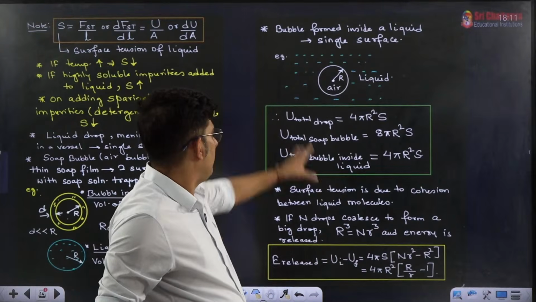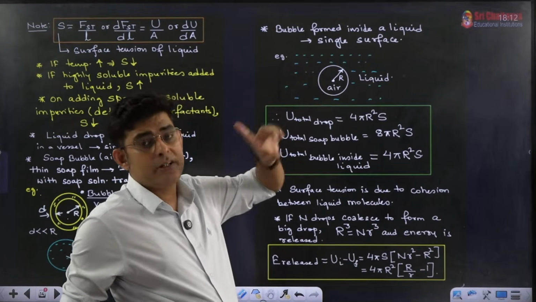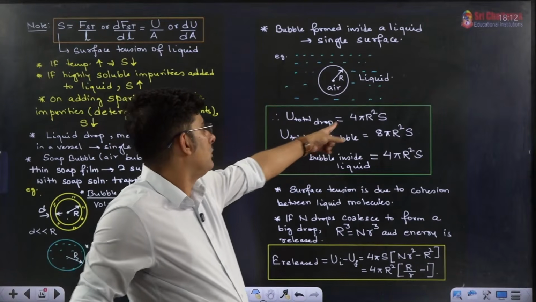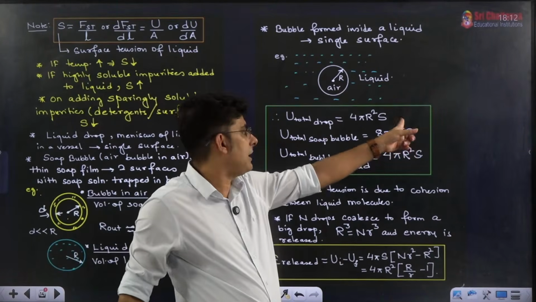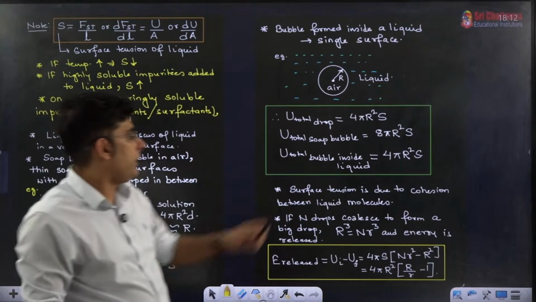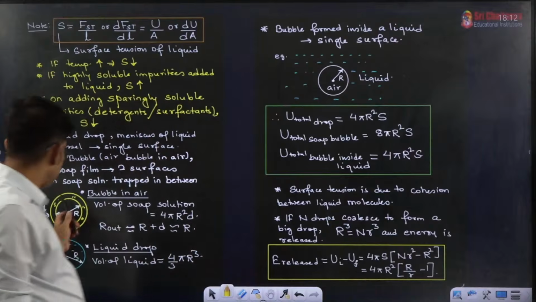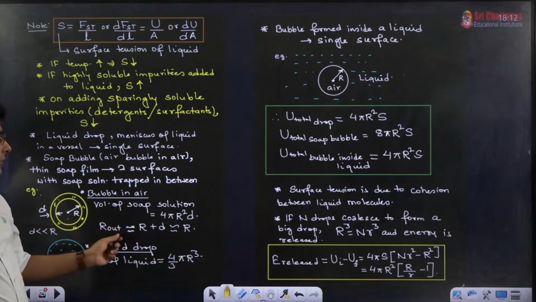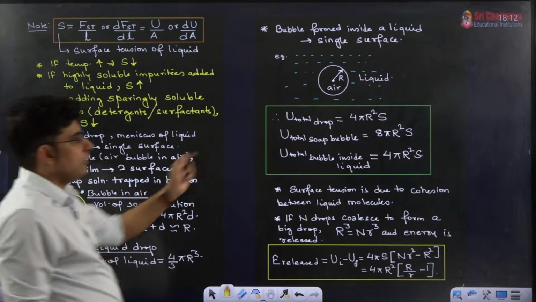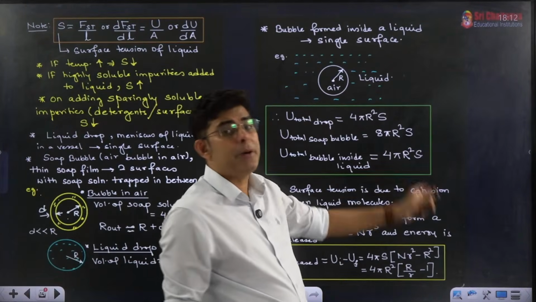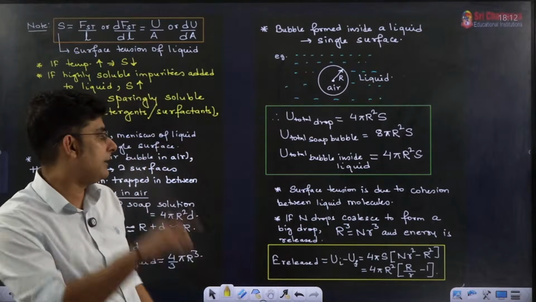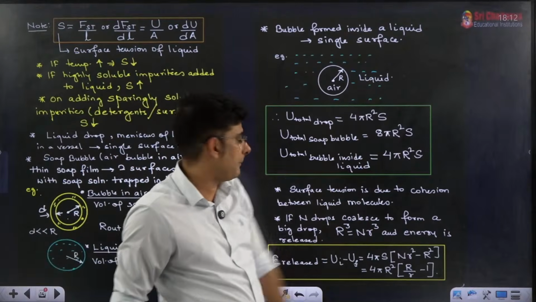Now here, when we write the surface energy, I told you surface energy is surface tension into total area. So for a drop, you will write 4 pi r square, surface area, multiplied by surface tension. A soap bubble has got two surfaces. So 4 pi r in square S for the inner one, 4 pi r out square S for the outer one. R out and R in are approximately the same only. So that's why we approximately write it as 8 pi r square S, inner and outer combined. Whereas a bubble inside a liquid has a single surface, so 4 pi r square into S.